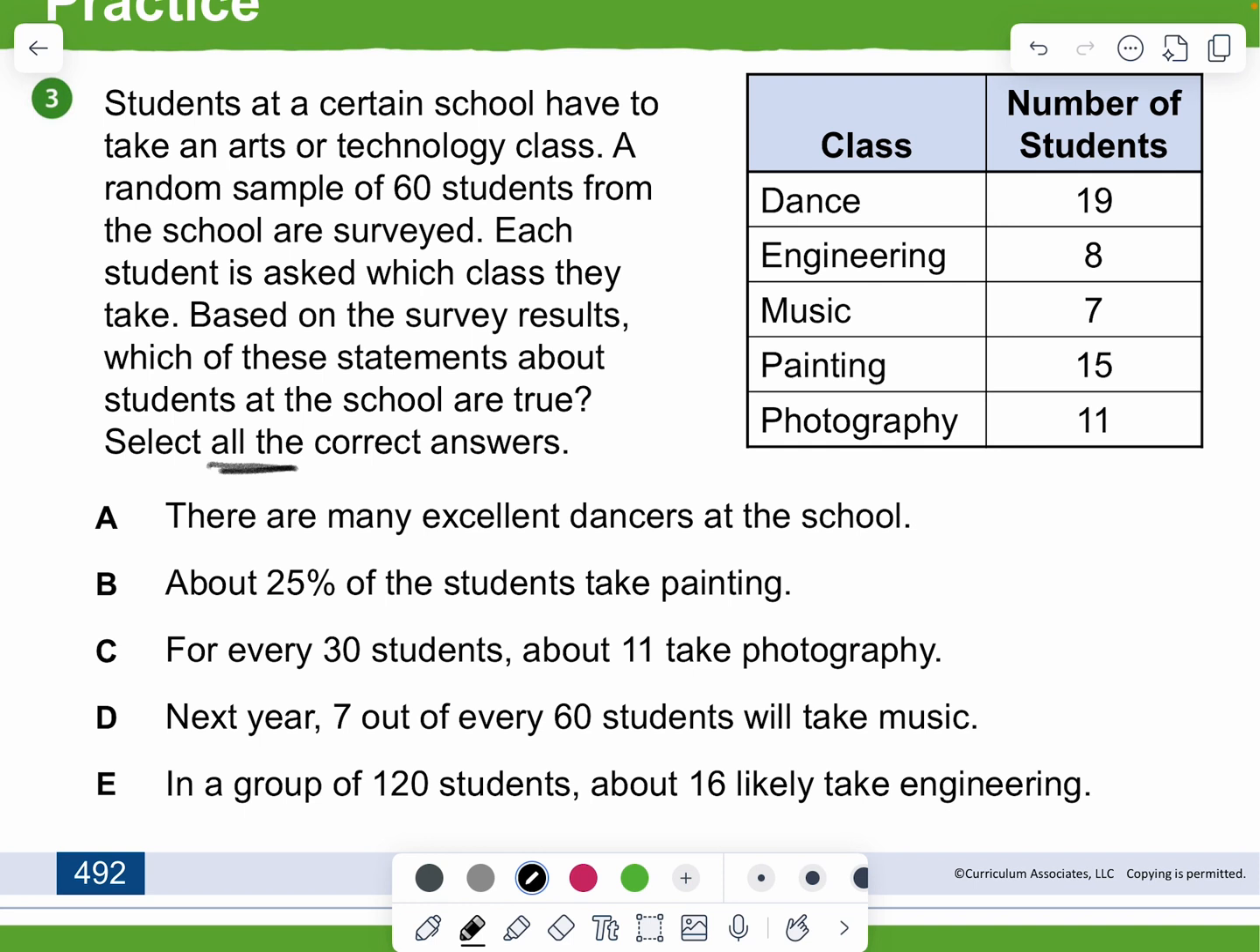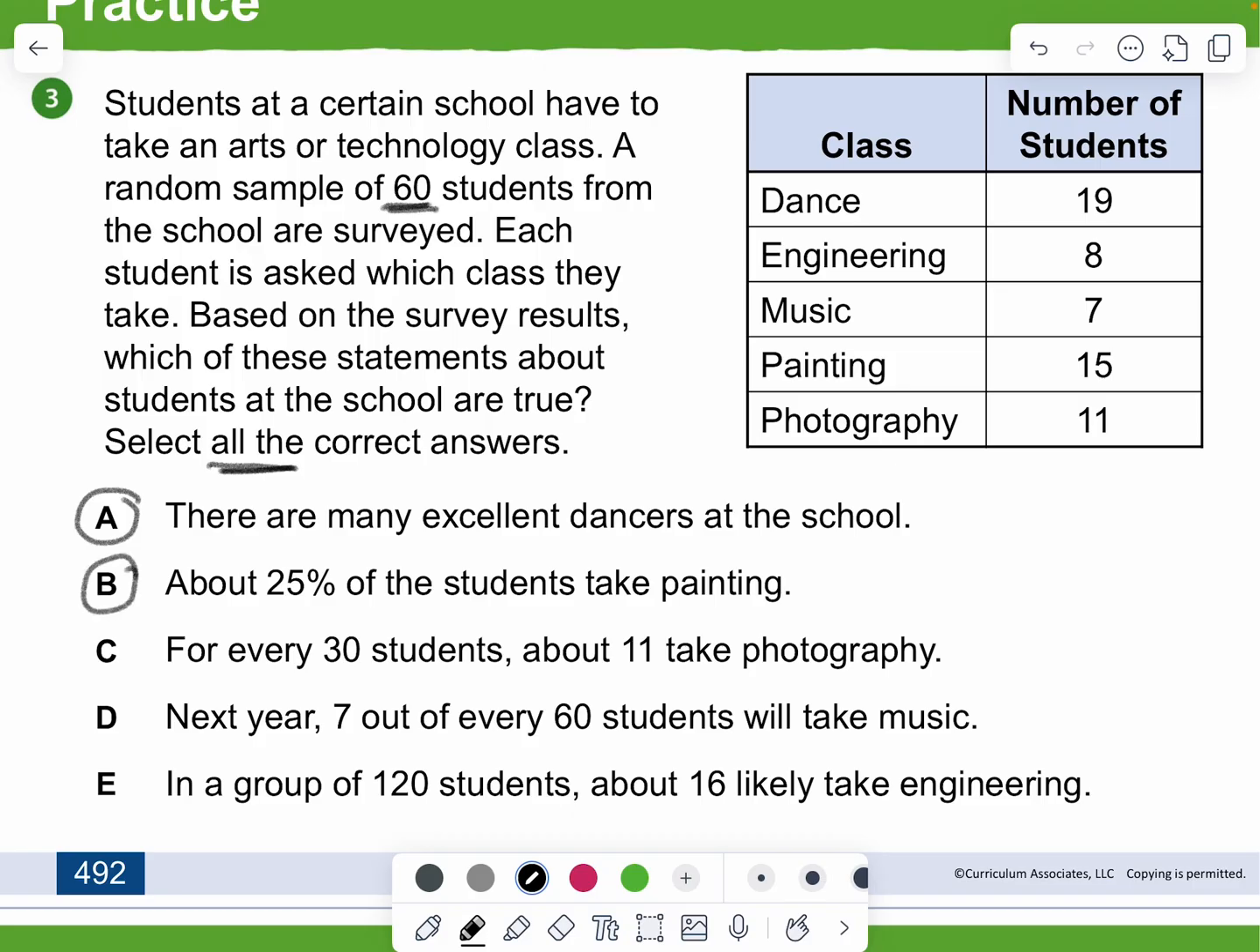There are many excellent dancers at the school. Could we make that inference? Well, it looks like dance has the largest number of students, so we can probably make that inference. About 25% of the students take painting. So the sample was of 60. What is 25% of 60? I get 15. And painting says 15, so that is also true.